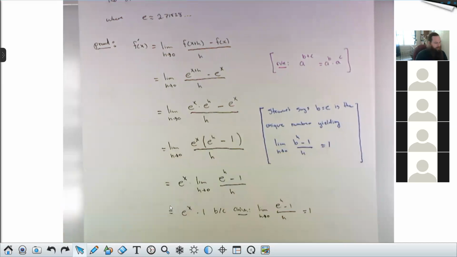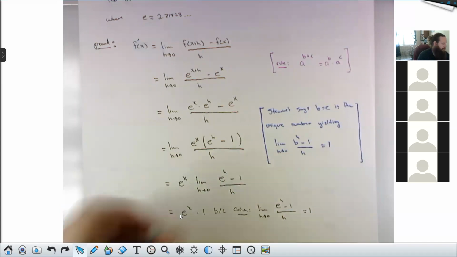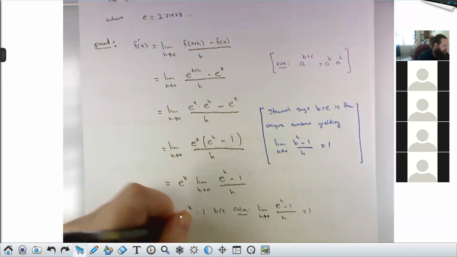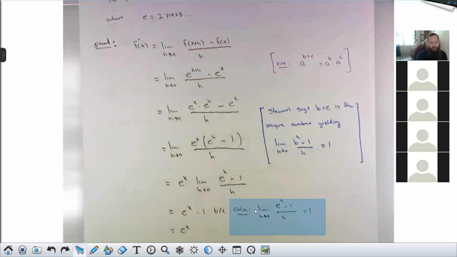So this limit being 1 means that the derivative, f prime, which is the derivative of e to the x, would be e to the x times 1, which is e to the x. But all of that rests on this claim that the limit as h goes to 0 of (e to the h minus 1) all over h is equal to 1, is a suspicious claim. I hope you would agree.